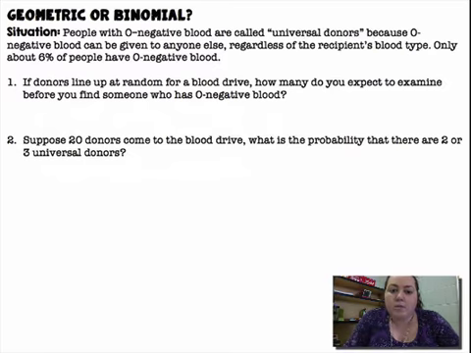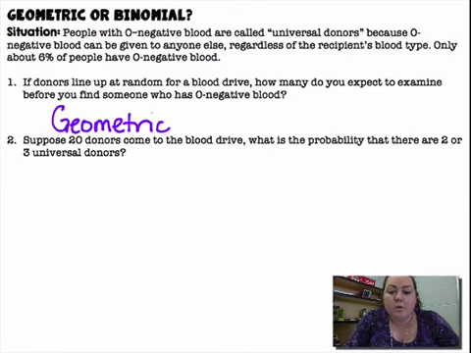The situation: People with O-negative blood are called universal donors because O-negative blood can be given to anyone else regardless of the recipient's blood type. Only about 6% of people have O-negative blood. Question 1. If donors line up at random for a blood drive, how many do you expect to examine before you find someone who has O-negative blood? So this is until your first success. So that's a geometric distribution.